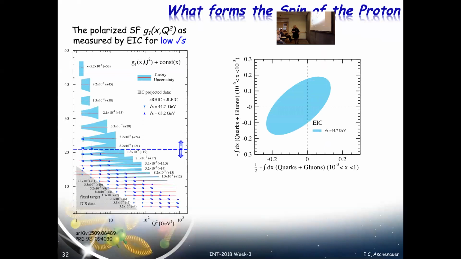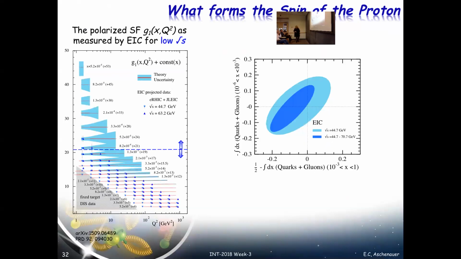So that is what the uncertainty is, and that is what still sits at the region below 10 to the minus 3. So if I do that to 10 to the minus 3 with an EIC with this precision, including also the fixed target data, that is what I get. And I claim that is not a decomposition of the spin. That is what we have right now.